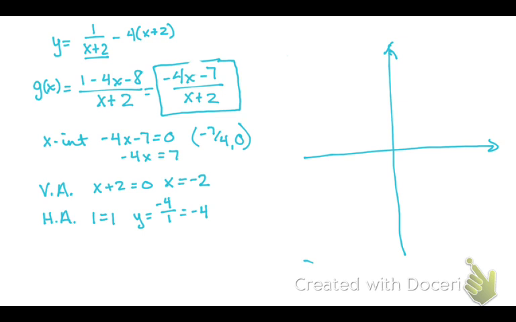So I have a vertical asymptote at -2, a horizontal at -4.